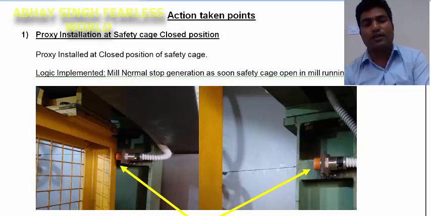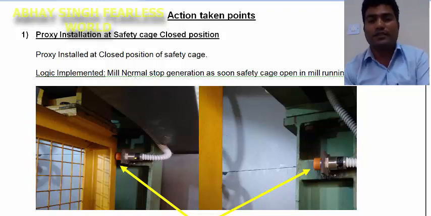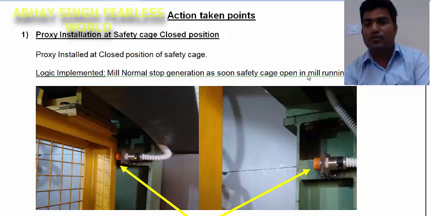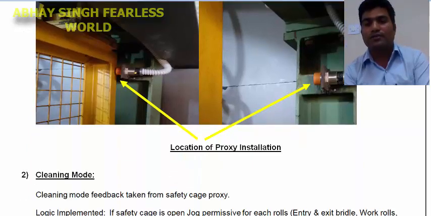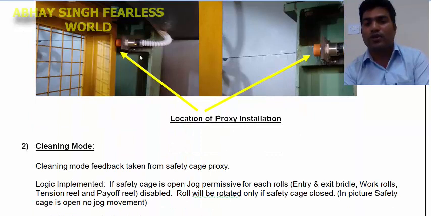Then action taken. What was the action taken? In this report we have already talked about the recommendations given on this incident, and the action taken on that incident: they have installed a safety interlock. That means if you open this door, then the roller will be shut down. So this is the interlock. A proxy is installed at the closed position of the safety cage, logic implemented, mill normal stop generation as soon as the safety cage is open in mill running condition.